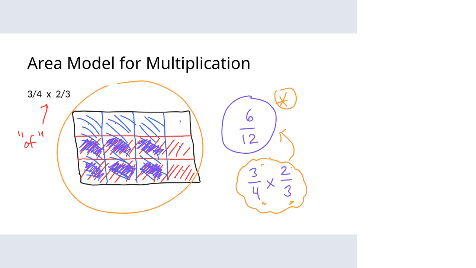This is also a visual representation of what's happening when we multiply those fractions. I think it's really cool. I think it's really valuable. And I want to make sure to share it with you for that reason.